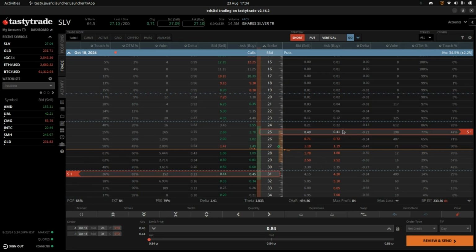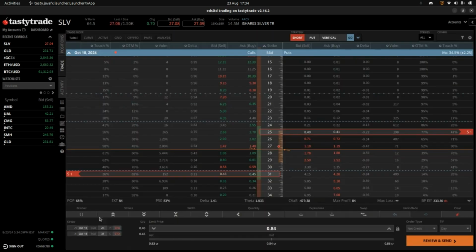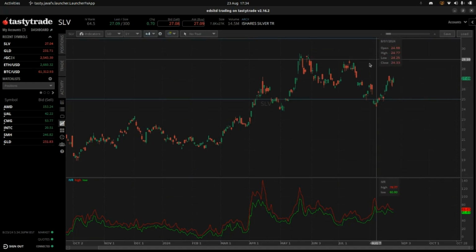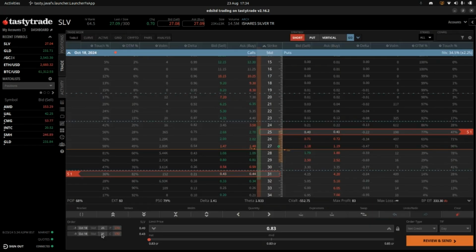So what does this actually mean? Let's go back to the chart. We can see the price currently at 27.09. Down here in the bottom left corner, we've got our order, which is a short put contract at 25 and a short call contract at 31. For visual purposes, let's mark those on the chart, 25 and 31. There we go. We've marked it on the chart.